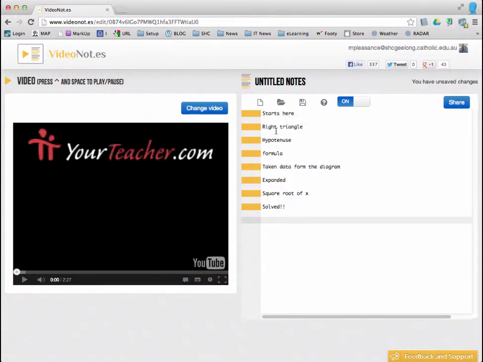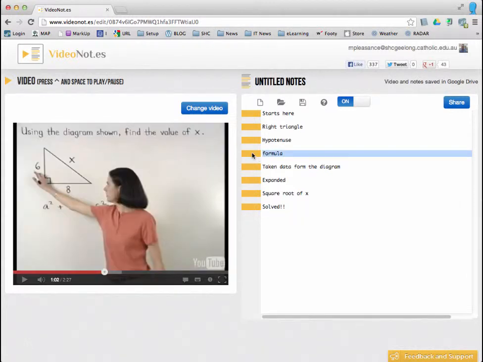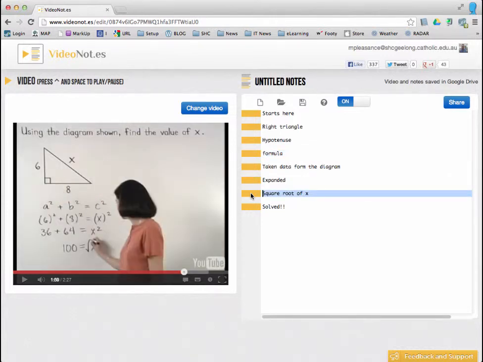Okay, so now that we've recorded that, we can then click back, and if I say I really want to check out what the formula is, if I click on the formula, it instantly rewinds the video straight to that area where you took that note. So if I want to look at where she worked out the square root of x, I click on there, and it takes me straight to that video where you took the note.